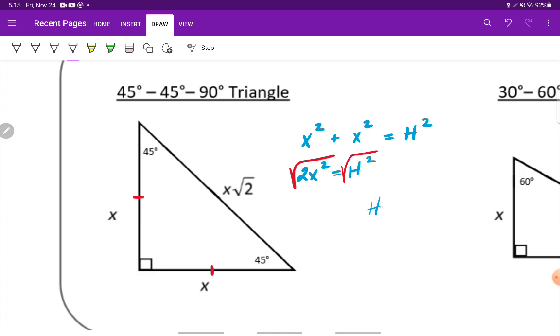So we get our hypotenuse h, but over here on the right, because the operation between the 2 and the x squared is multiplication, we can do the square root of 2 separate from the square root of x squared. So this becomes x times the square root of 2. Again, we really want to remember this relationship: the two sides are x, and the hypotenuse is the square root of 2 times whatever the side is.